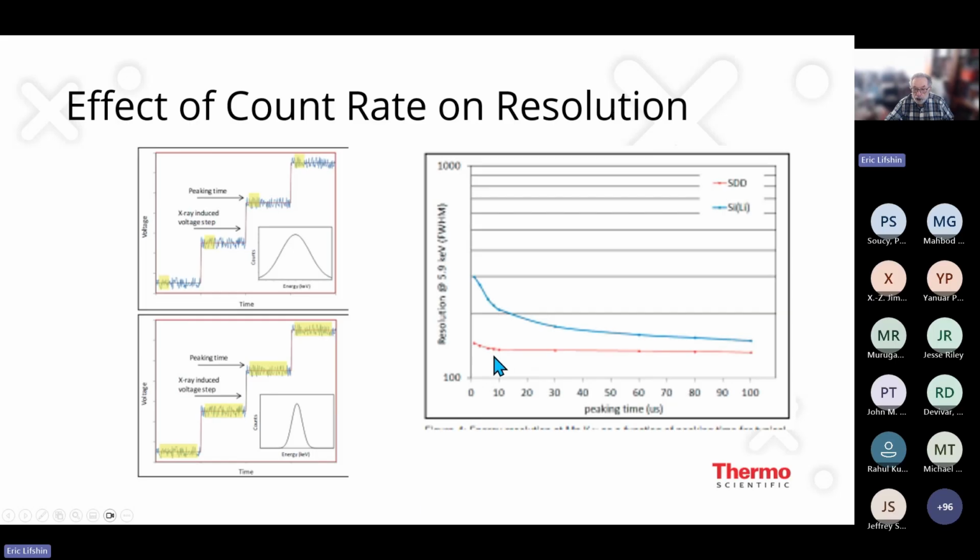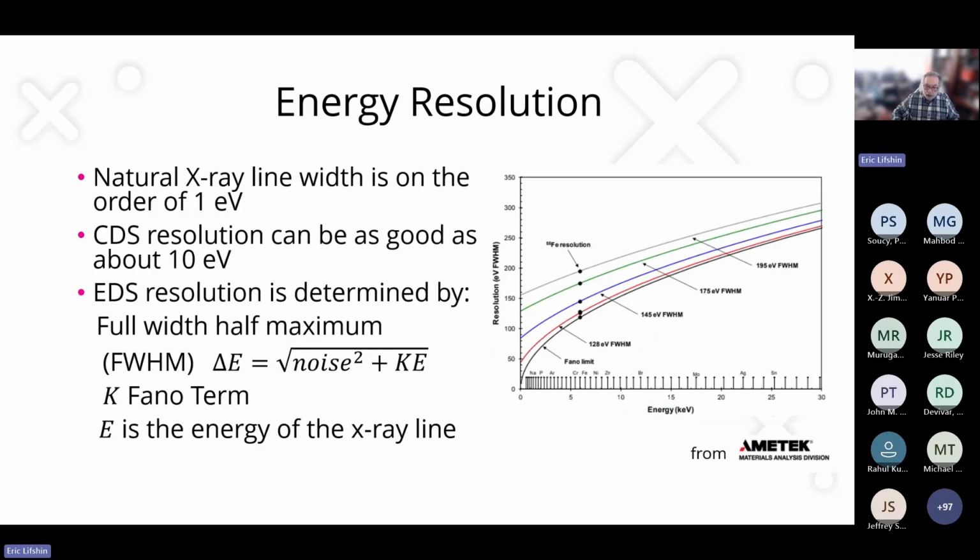And what they basically show is that at 5.9 keV, which is either iron or manganese, I forget, you're talking about 100 eV. Let me say a few things more about resolution. The natural line width of an X-ray line, as determined by the other manifestation of the Heisenberg uncertainty principle, the delta E delta T part, being greater than h bar, is about 1 eV. So these lines are inherently very sharp.